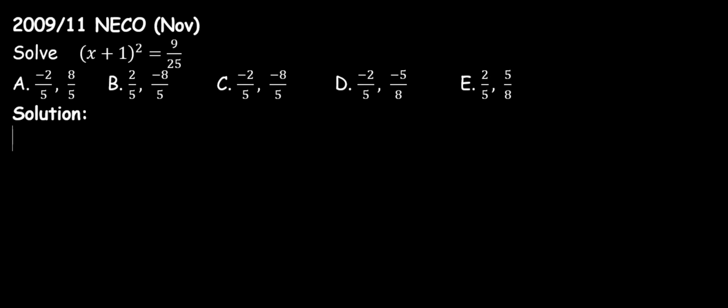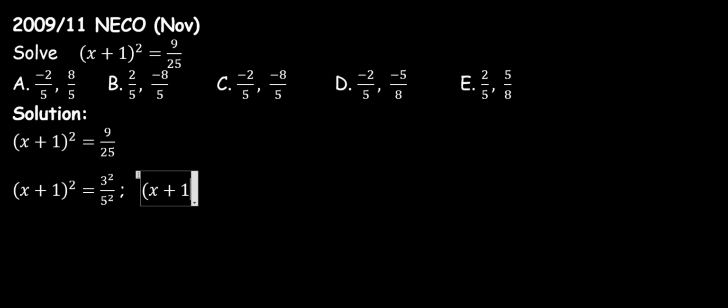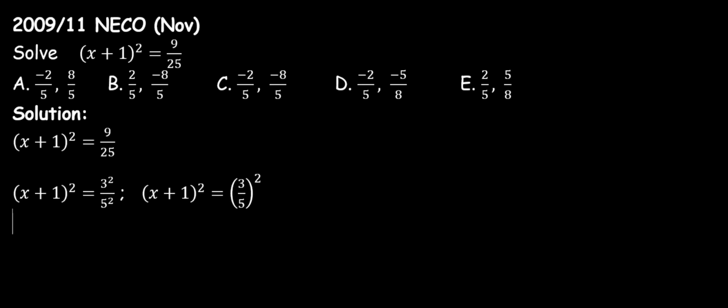Solution. We represent our problem properly, and that would be x plus 1, bracket close, raised to power 2 equals 9 over 25. We express the right hand side as a number to the power of 2 to align with the left hand side. And that will give us x plus 1, raised to power 2 equals 3 squared over 5 squared. Next, we present it properly again: x plus 1, raised to power 2 equals 3 over 5, raised to power 2. It's indices. We have not done anything wrong.